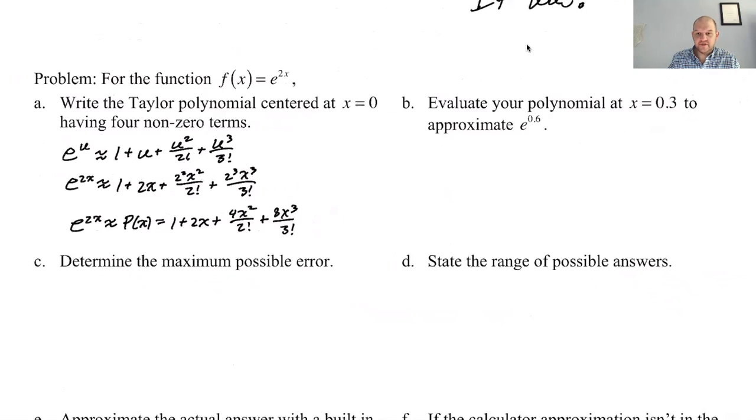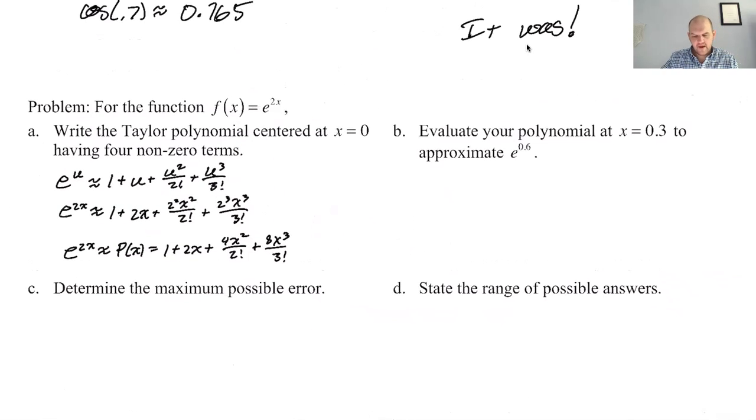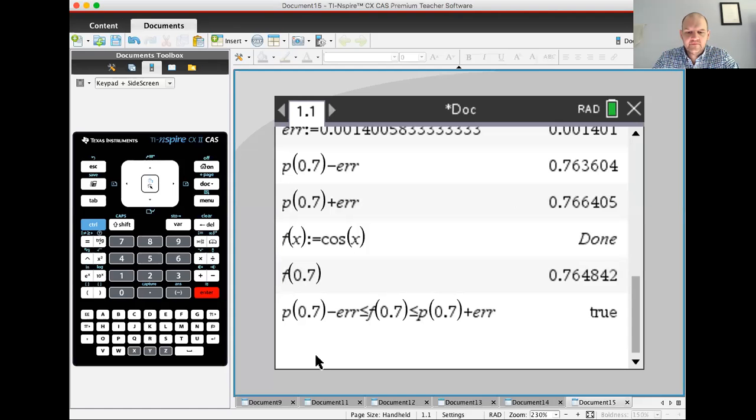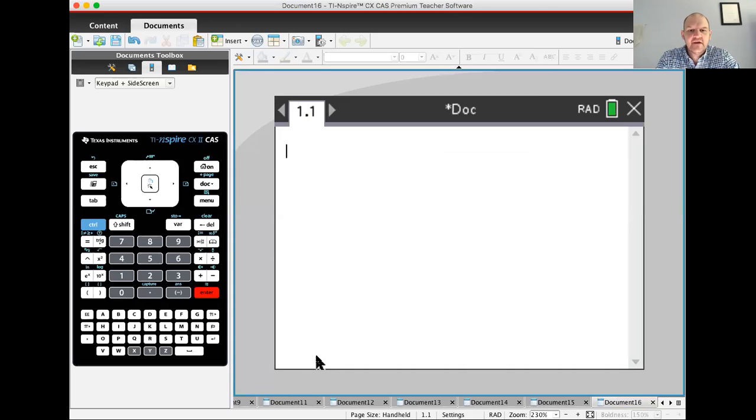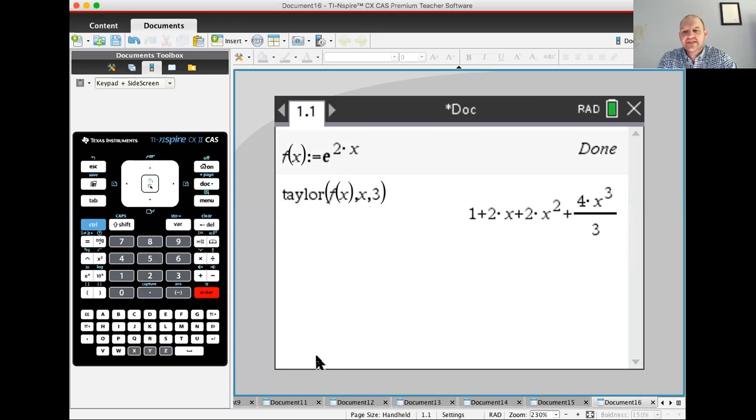Now I'm just going to use the calculator anyway, but I thought it was important to do this. So I'm going to start a new document. f of x is e to the 2x, and I need the Taylor polynomial. So I'm going to type Taylor. You can do menu 4C1. Try that. f of x is my function, x. I need 4 non-zero terms, but really I just need to go to the third degree here. Usually I just play around with this and make sure I get what I want, and I'm centering it at 0, so I don't need to put an argument. So the calculator simplified it. Let's store that as p of x.